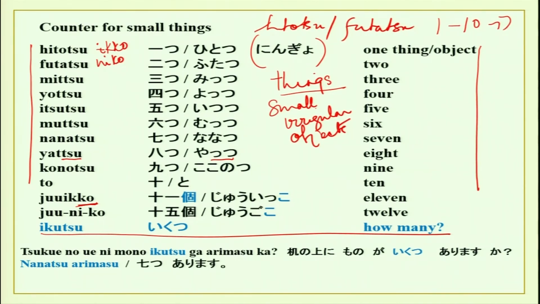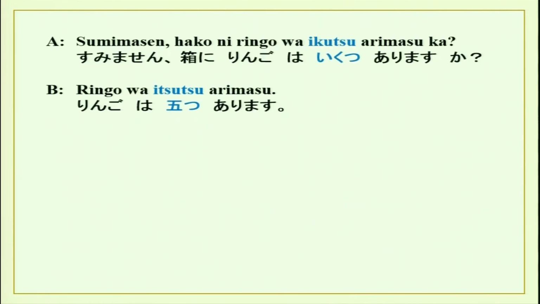7つあります。So, ものがいくつありますか? 7つあります。That's how you ask, and the important thing over here you will see now is すみません。箱にリンゴはいくつありますか? So 箱 is a box or basket, or 鍋 which is a pan, にリンゴはいくつありますか? Ni over here is in. So リンゴは5つあります。5.